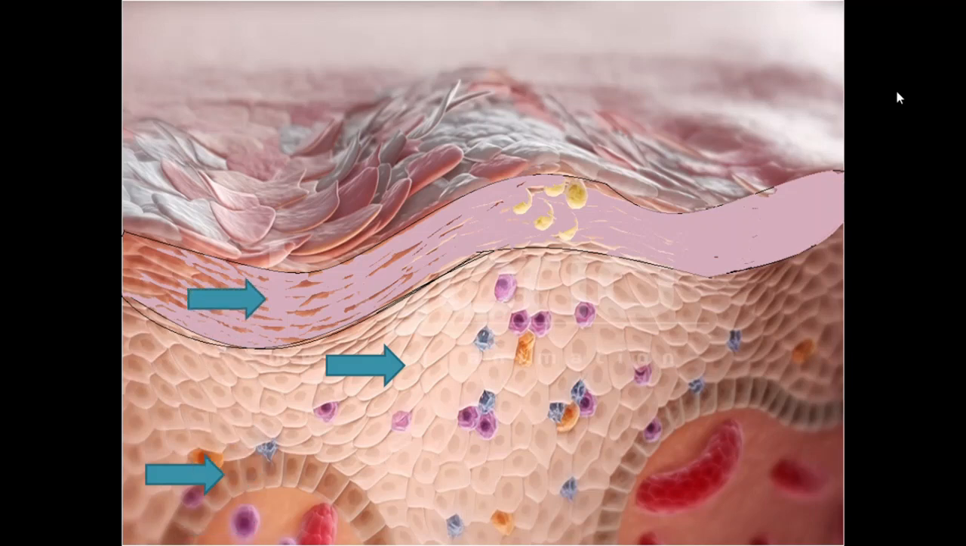After stratum spinosum, there is stratum granulosum. It is called stratum granulosum because it contains keratohyalin granules, and these can be seen in the light microscope. And last, stratum corneum. There are drastic changes in the structure of the cell. Nucleus disappears in stratum corneum.